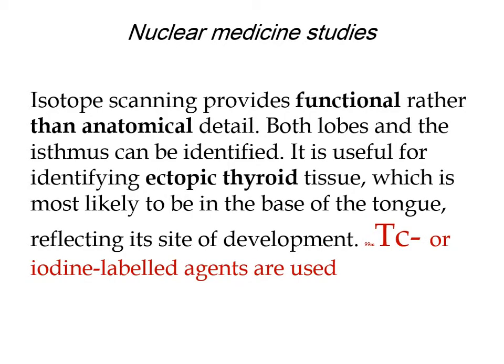Another source of imaging for the thyroid gland is nuclear medicine. The isotope scan provides more functional than anatomical detail. Both lobes and the isthmus can be identified by isotope scanning. It is most useful for identifying ectopic thyroid tissue, which is most likely to be at the base of the tongue, reflecting its site of development, using technetium 99 or an iodine labeled agent.